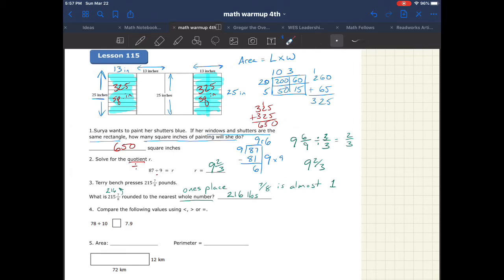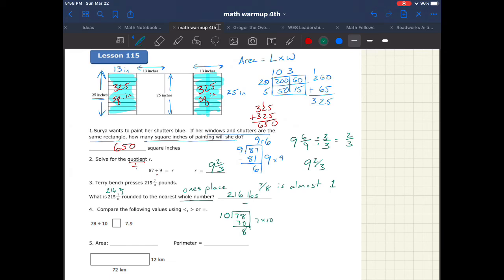Number 4. Compare the following values using less than, greater than, or equal. We're comparing 78 divided by 10 to 7 9/10. Well, to know how much 78 divided by 10 is, we are going to have to actually do the division, right? So we're doing 10 into 78. How many 10s are in 78? Well, there's 7 10s in 78, right? 7 times 10 is 70, and we've got 8 left.